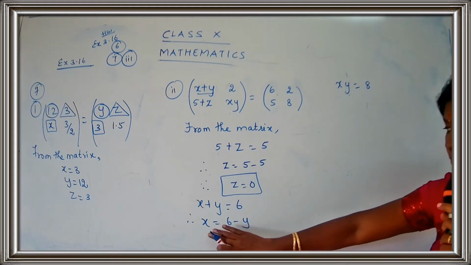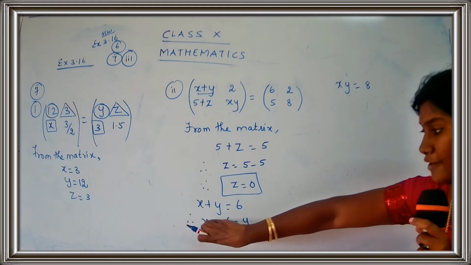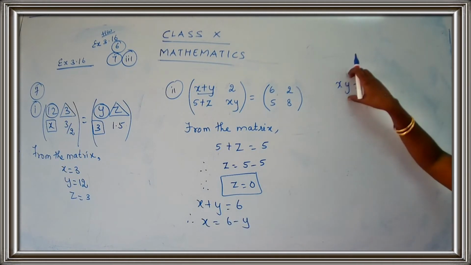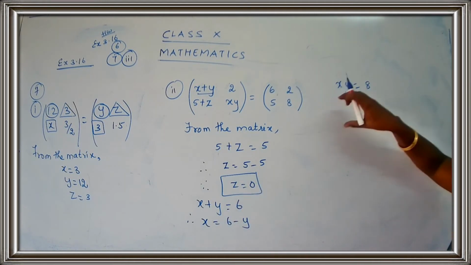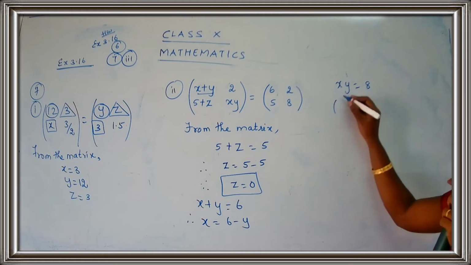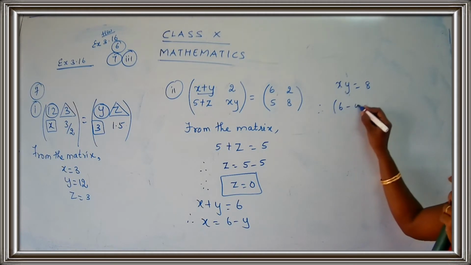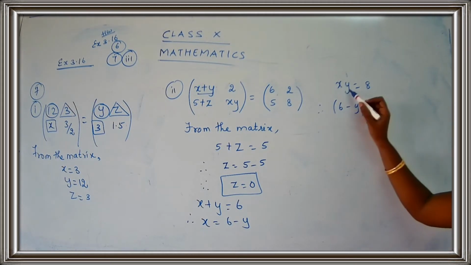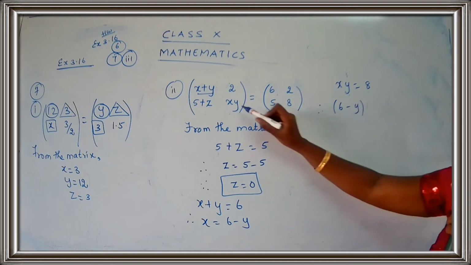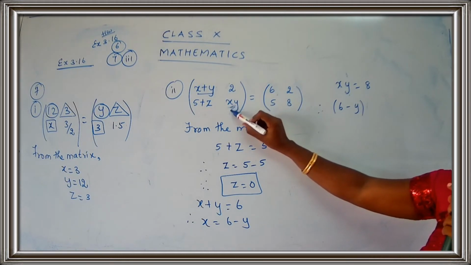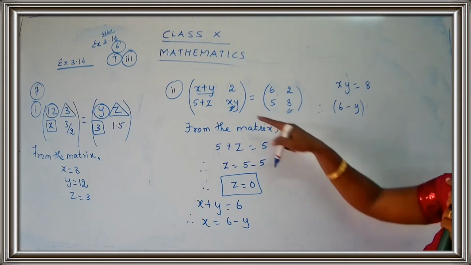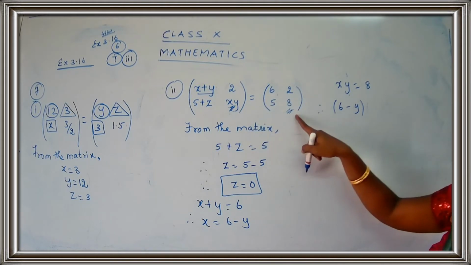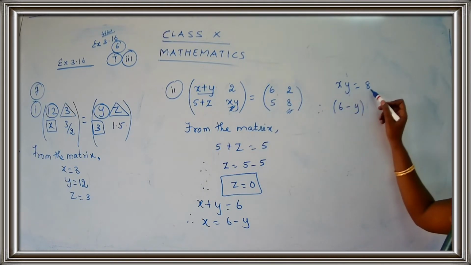Okay, so now I'm going to substitute the value for x over here. I'm going to put the value for x here. So what I'll get? 6 minus y. Very simple. From where did I get this xy? I got it from here. This is the corresponding element. So what is the corresponding element for xy? The corresponding element for xy is 8. Yeah. So xy is equal to 8.